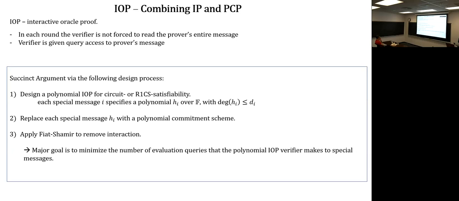How do we obtain succinct arguments from IOPs, from interactive oracle proofs? The idea is to design a polynomial IOP for circuit satisfiability or the R1CS satisfiability problem, where each special message which is sent from the prover to the verifier is specified by a polynomial h_i of low degree. The degree of the polynomial should be upper bounded by some value d_i. Then in the second step, we replace each of those messages sent from the prover to the verifier with a polynomial commitment scheme. In the end, we apply a Fiat-Shamir transformation to remove the interaction between the prover and the verifier.